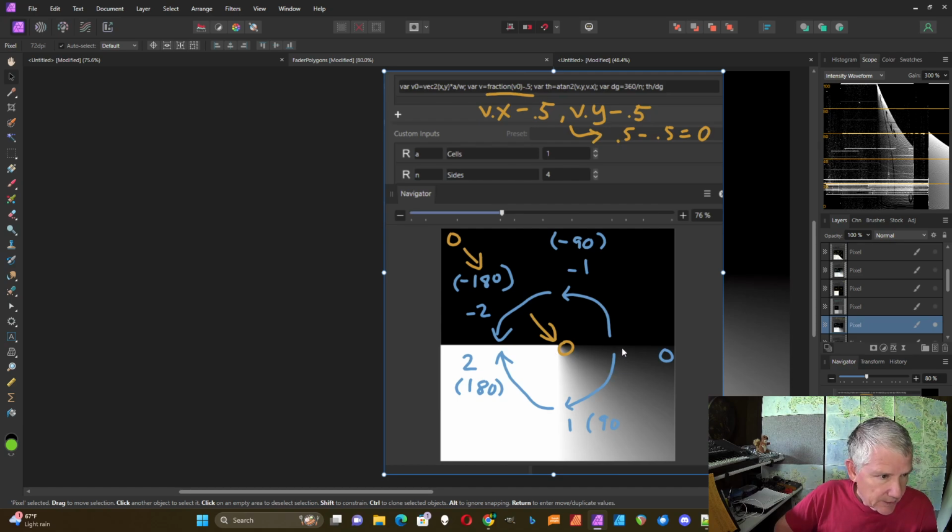Also, I notice that this is going from 0 to 1 over here, which is 90 degrees, and as I go up to 180 degrees, the value of this is going to be 1 to 2. Now over here, I'm going from 0 to -1 and -1 to -2, and that corresponds to -90, -180.